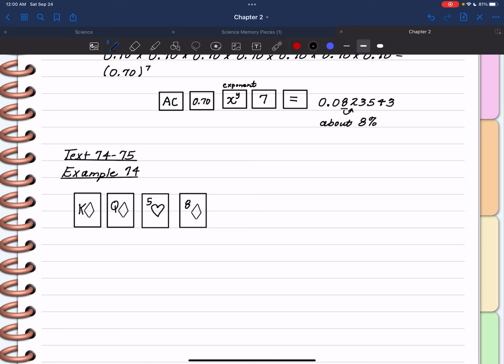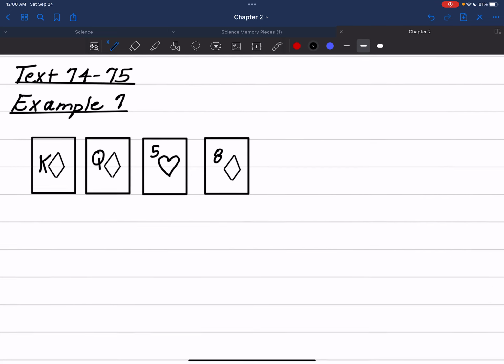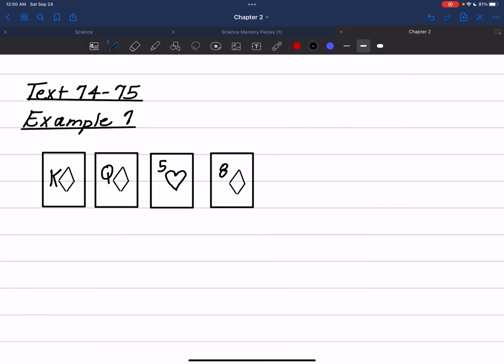I am on page 74 still at the bottom at example number 7. And we're looking this time at dependent probability. And I went ahead and I drew the cards in that illustration just to help us picture a little bit better. And here's the story. Suppose you randomly take 2 cards from these 4 cards. What is the probability that both cards will be face cards?